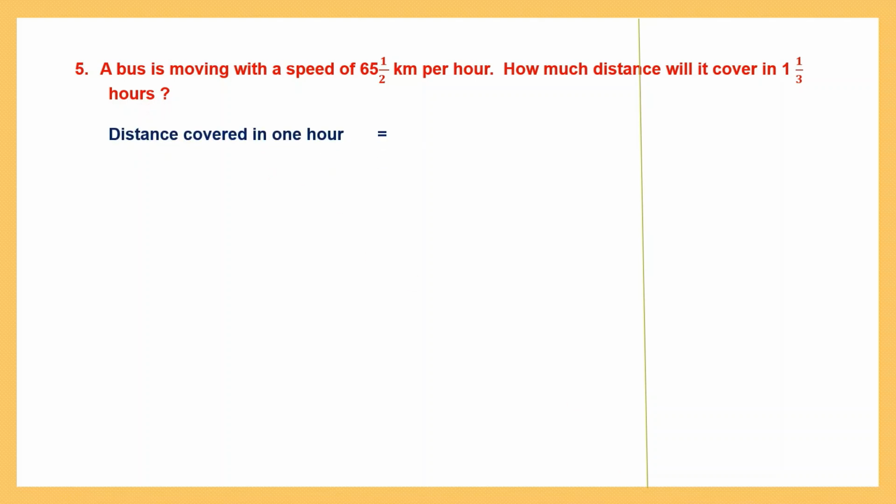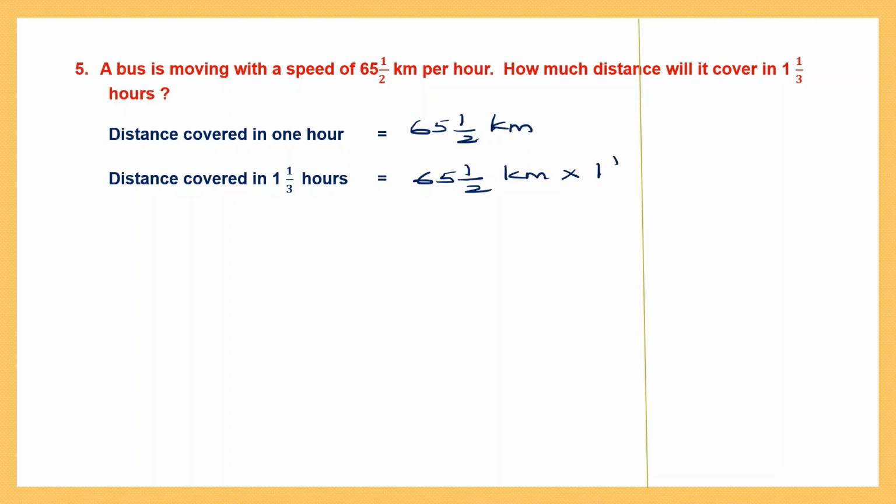Our first statement, distance covered in 1 hour. Distance covered is 65 1 by 2 kilometers. Now we have to find how far it will go in 1 by 3 hours, and whenever you've been given for 1 and you've been asked for more than 1, it is multiplication. So let's multiply 65 1 by 2 and 1 by 3. So this is the multiplication, 65 1 by 2 kilometers into 1 by 3 hours. So we're going to multiply this.